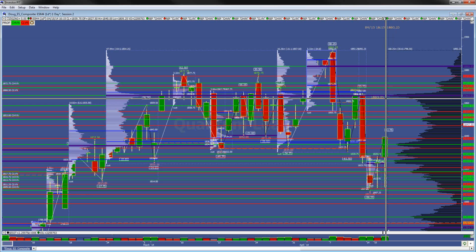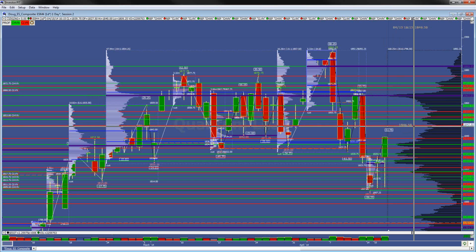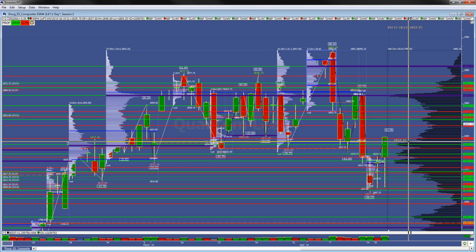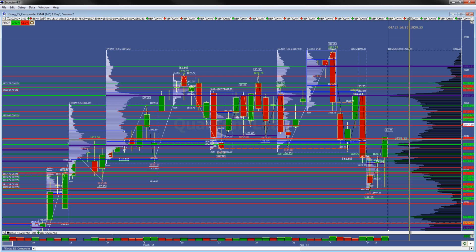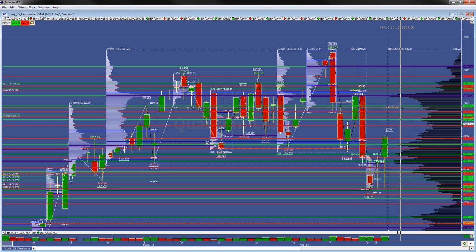Is it going to happen today? I don't know, because we can still come down, break below this 46.50, and test the range low again, and close this gap out before they make the move.